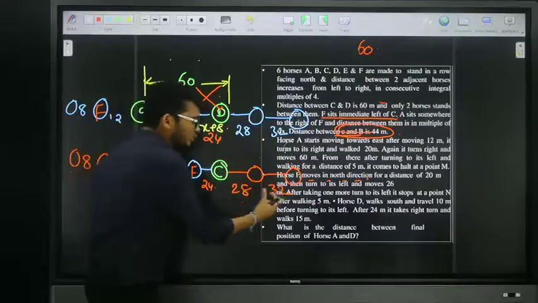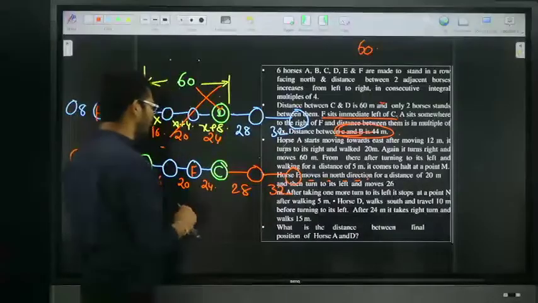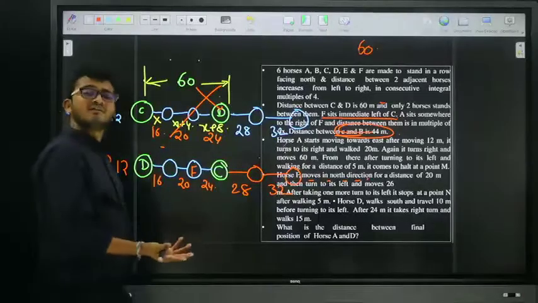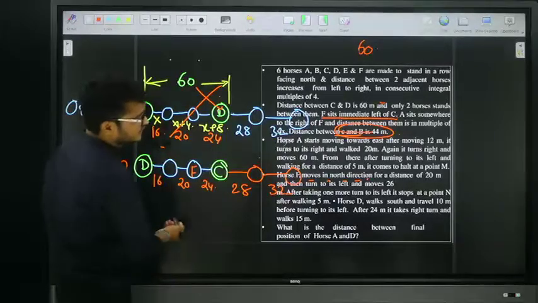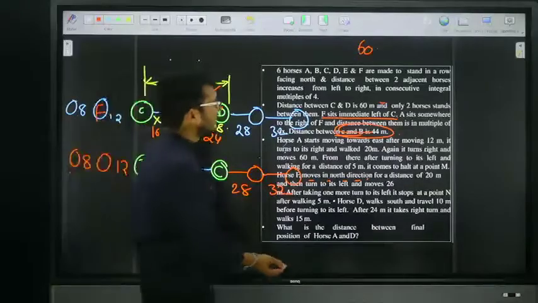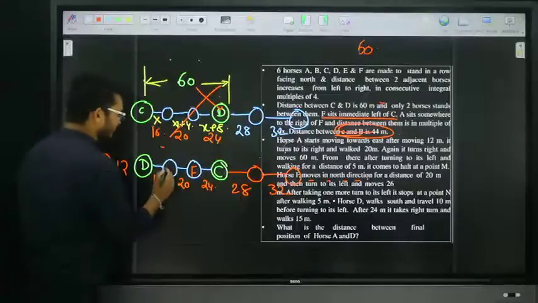Why? 28 plus 32 total is 60, but our requirement is 44. Then check left of C. Left of C, this one is 24, this one is 20, then total is 44. That means the measurement is: the distance between hearts C and B is 44. That means this one is C, then this one is B.